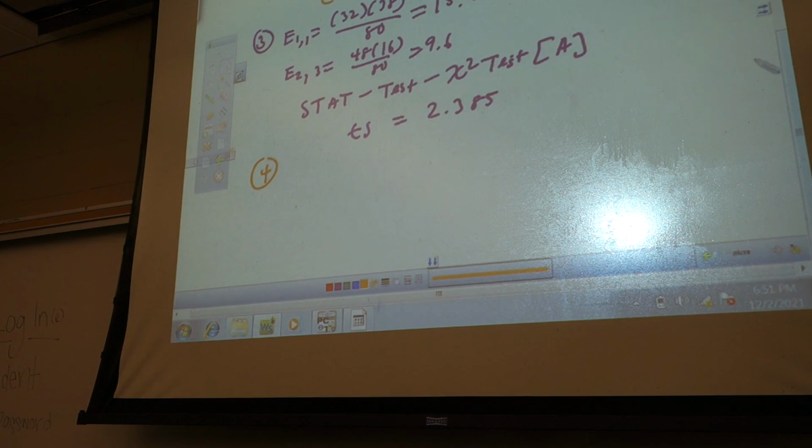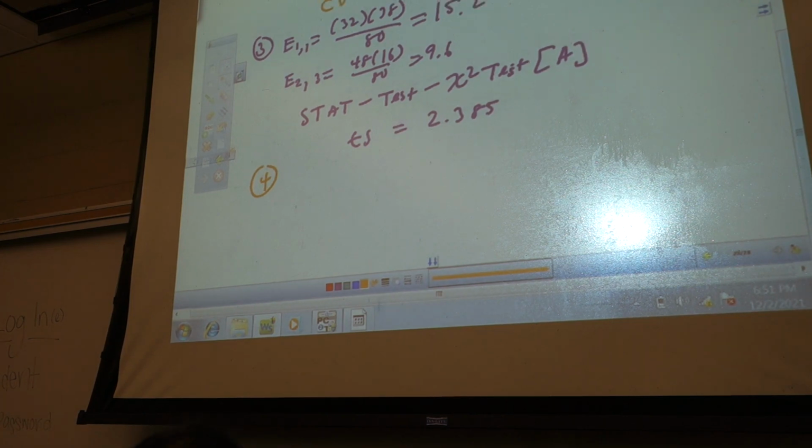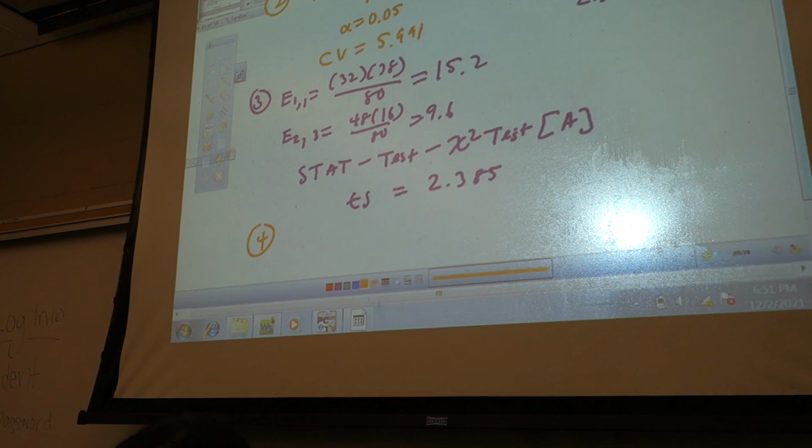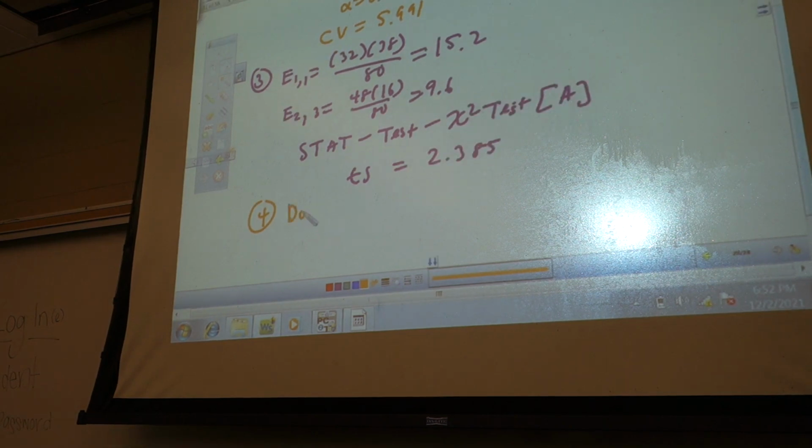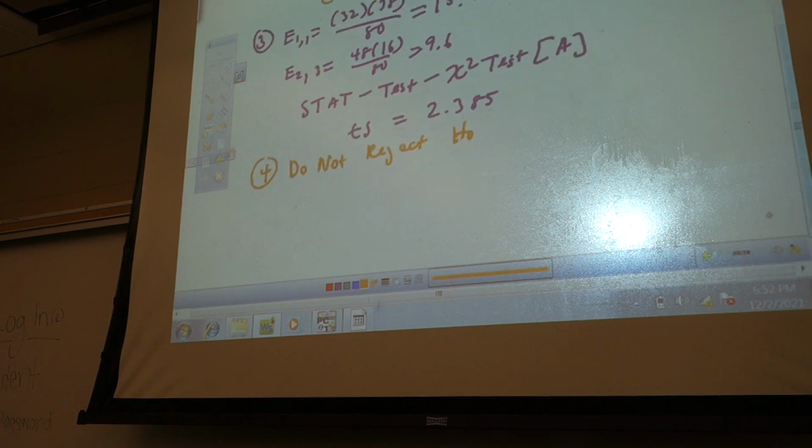Michaela, what do we do for step 4? Which one did you put? Don't reject H. Why? Because it's close to 0. Yeah, it's closer to 0. So do not reject H naught. So then step 5.